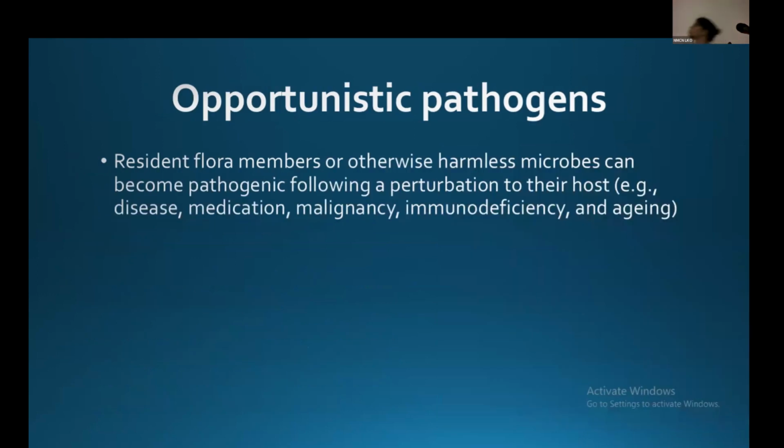So coming on to the opportunistic pathogens. What are opportunistic pathogens? These resident flora members or otherwise harmless bacteria, which do not have the potential to cause infection or symptoms in an immunocompetent patient, may become pathogenic following a perturbation to their host. Perturbation means a deviation from the normal equilibrium. Right? So in case of disease or medication like chemotherapy or malignancies or steroid use, diabetes, immunodeficiency, HIV/AIDS, and aging, these are all conditions which pose a risk to acquire opportunistic infections.